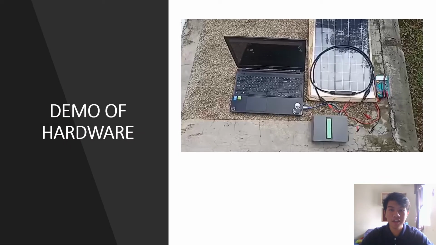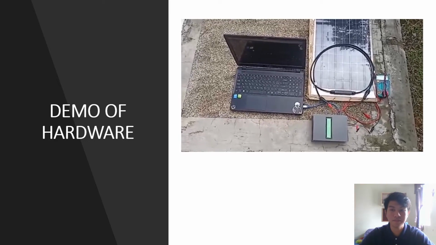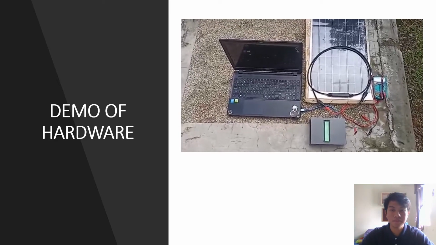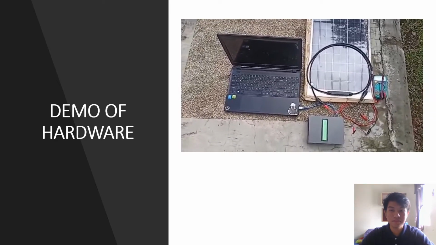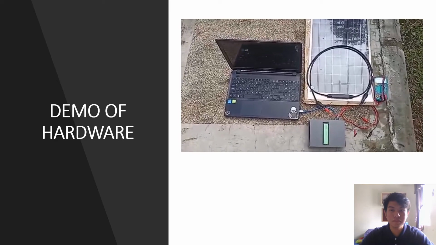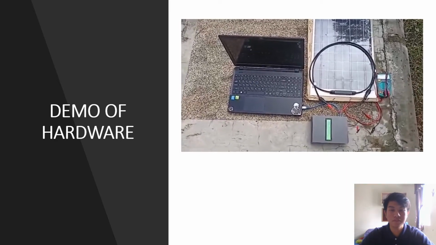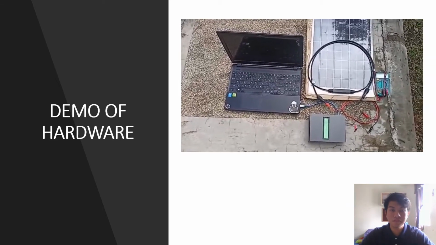This is my demo of the hardware. So here is my hardware setup for this project. Here we have the PV module connected to the circuit hardware. For the PV module, we use a 30 watt PV module with 18 volt voltage, as our circuit could only support up to 20 volt.